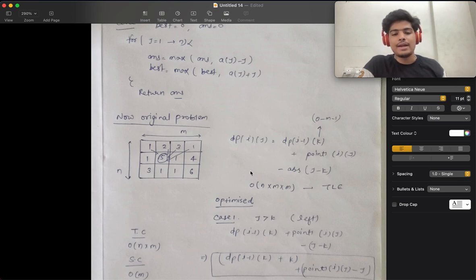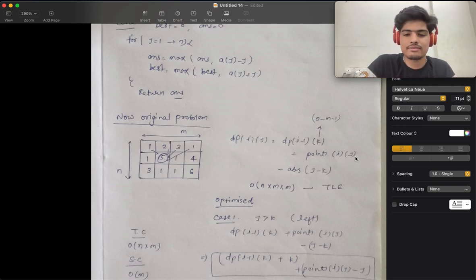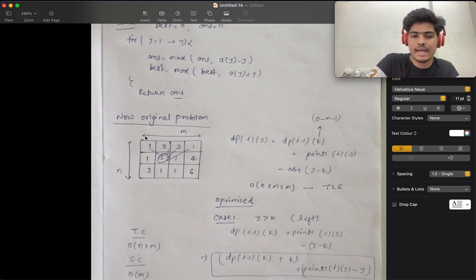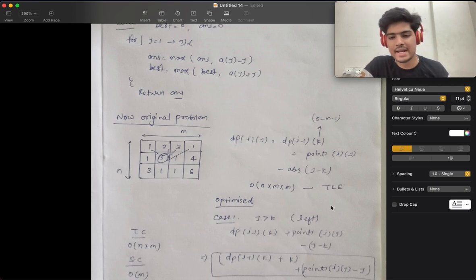Now I know if I am taking elements from different rows, I have to subtract the columns also. So that's why I am subtracting the columns, so minus the absolute value of j minus k. Why am I taking this k? Because k is going from 0 to m minus 1. Here k is moving, and this is an m size column. So that's why I am going from 0 to m minus 1.